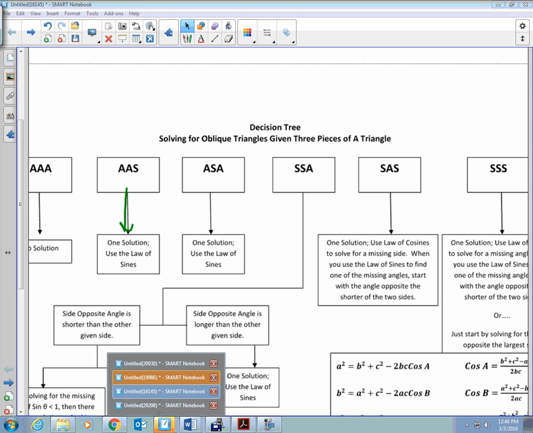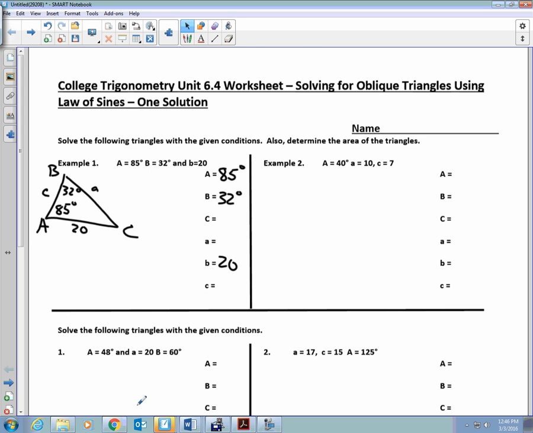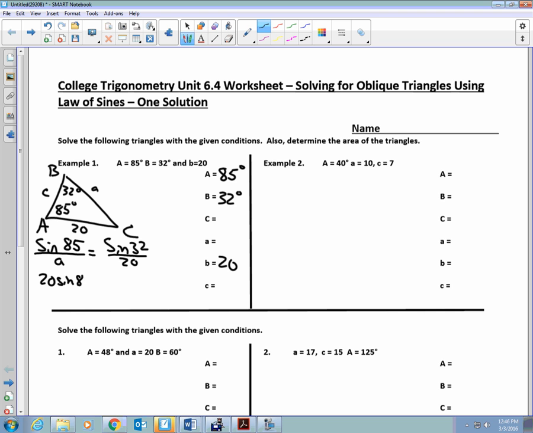Grab my worksheet. Here it is. I'll set it up. The sine of 85 over A is equal to sine of 32 over 20. I cross multiply. 20 sine of 85 is equal to A sine of 32. Divide by the sine of 32.